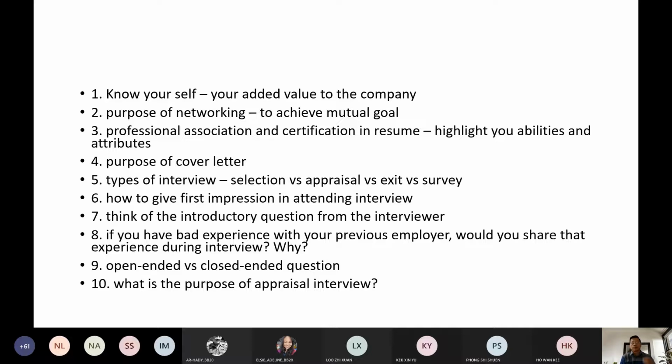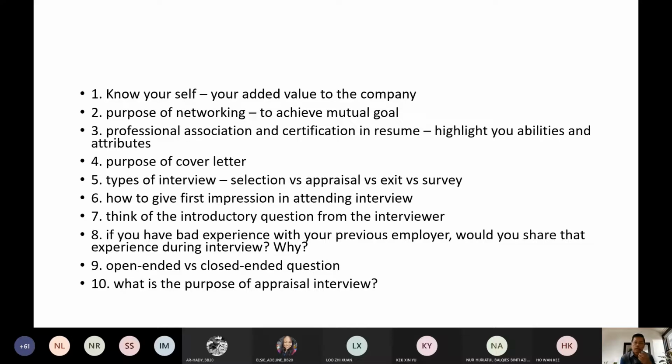Number 6, how to give a first impression when attending an interview. Here maybe I'm referring to when you enter the room, people see the wow factor in you. What is the wow factor? Of course, number 1 is your attire.